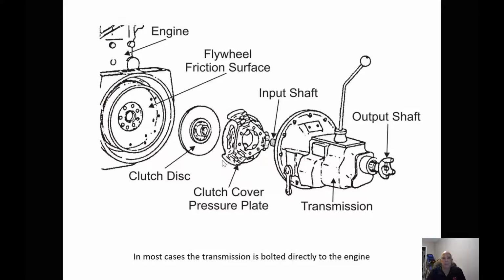In most cases, the transmission is mounted directly to the rear structure of the engine, and in between the input of the transmission and the engine, we're going to have a clutch so that we can disengage the transmission to allow for shifting between gears. And anytime we're going to be shifting forward to reverse, we have to disengage the drive and stop everything to allow us to go into reverse.